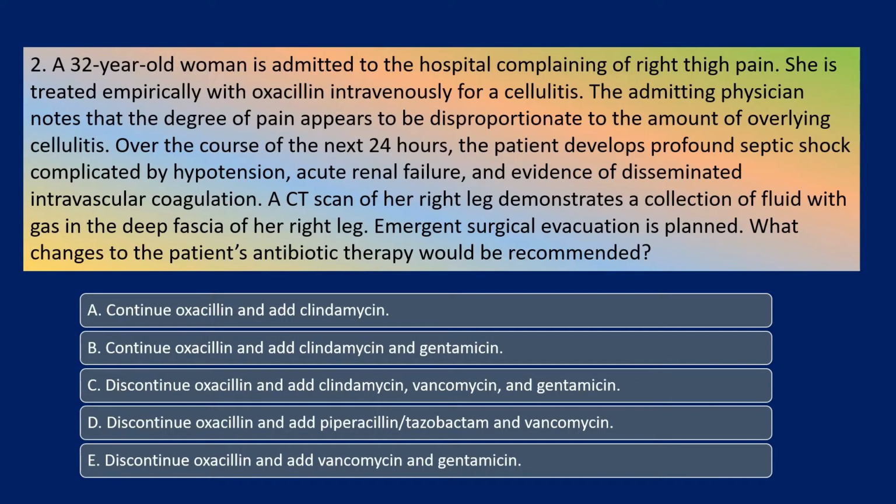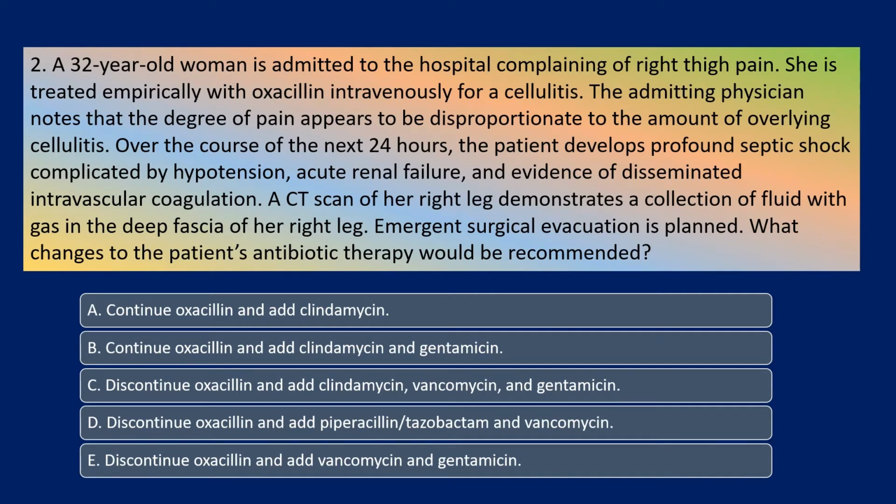Now let's move on to question number 2. A 32-year-old woman is admitted to the hospital complaining of right thigh pain. She is treated empirically with oxacillin intravenously for a cellulitis. The admitting physician notes that the degree of pain appears to be disproportionate to the amount of overlying cellulitis. Over the course of the next 24 hours, the patient develops profound septic shock complicated by hypotension, acute renal failure, and evidence of disseminated intravascular coagulation.